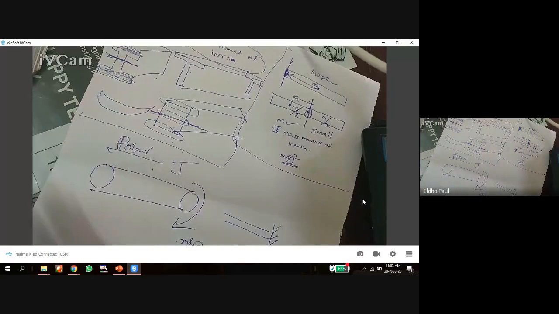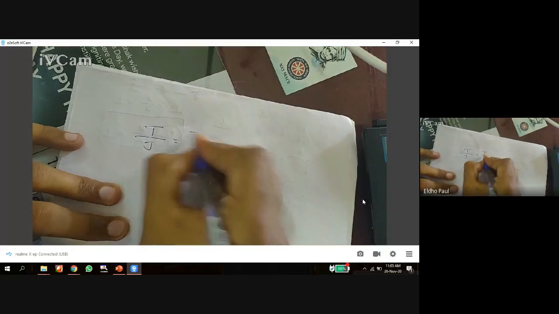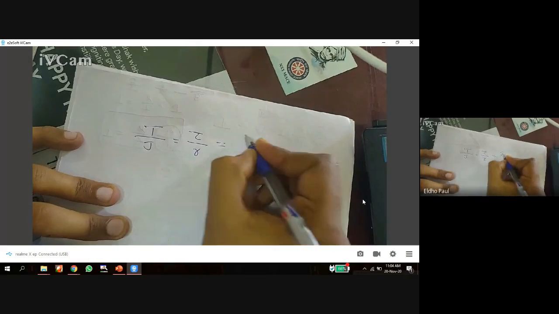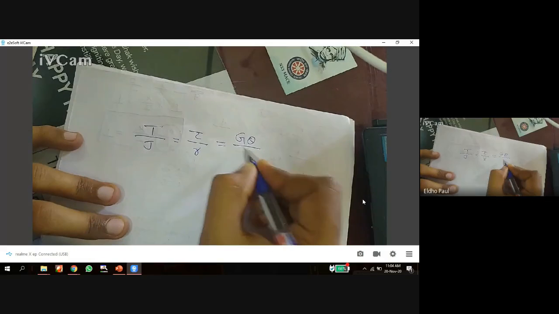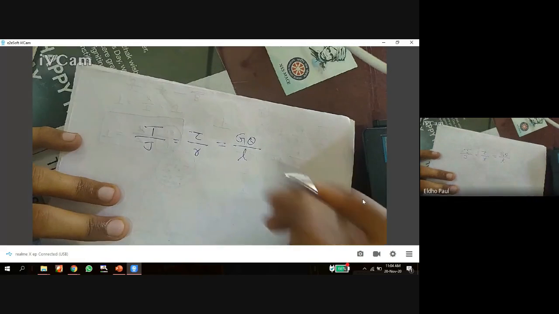So we got this equation: T by J is equal to tau by R equal to G theta by L. This is our design equation. Based on this equation, we can design a shaft subject to torsion.